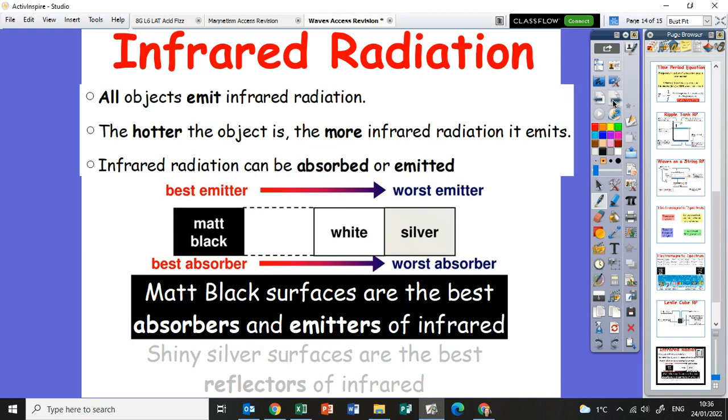What results you will find is that the hotter objects emit more infrared. So the best emitter would be the matte black, matte means dull, and the worst emitters would be silver. However, the silver surfaces are the best at reflecting infrared radiation. Remember, the hotter an object is, the more infrared that's emitted.